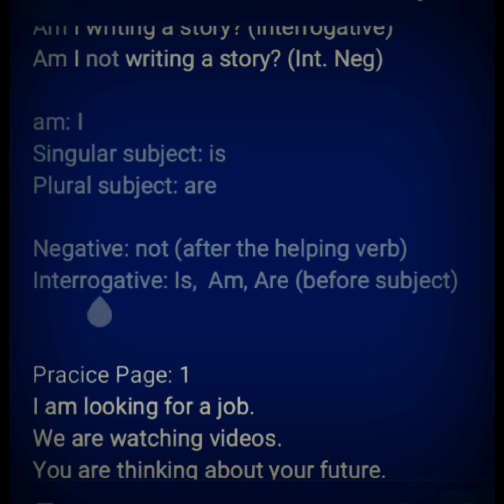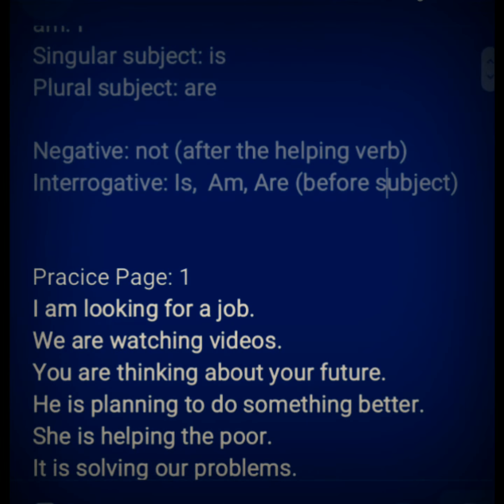Now see here, for making a sentence interrogative, we have to use is or am or are before the subject. For example, is he going somewhere? Then there should be a question mark at the end of that sentence. That sentence will be interrogative. Practice page number 1.